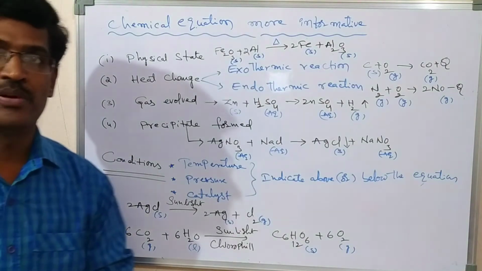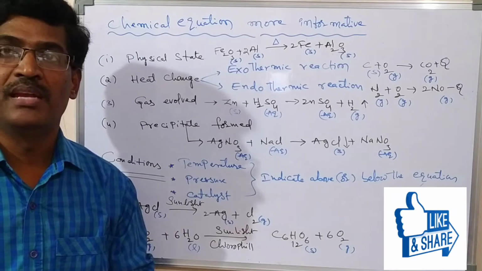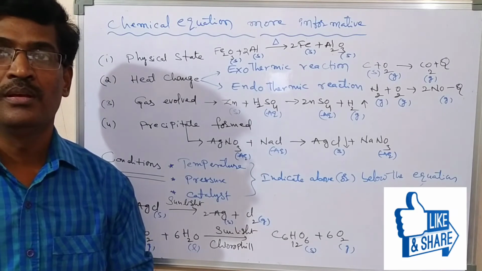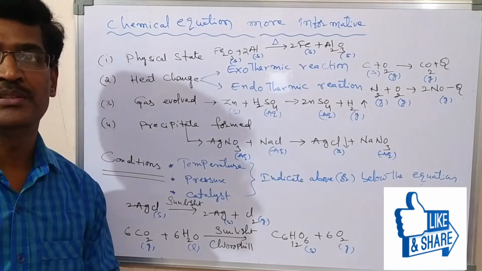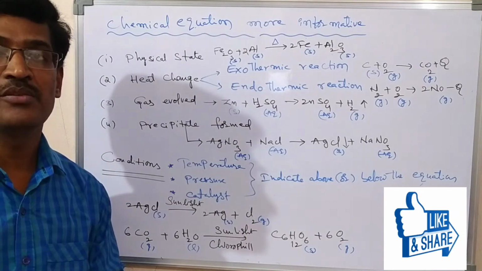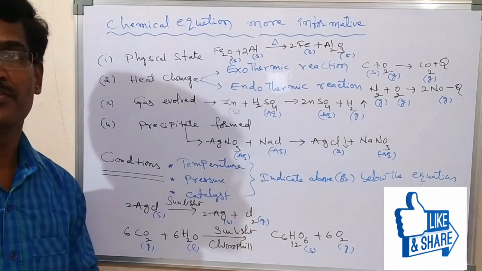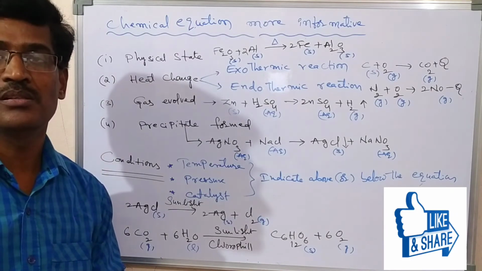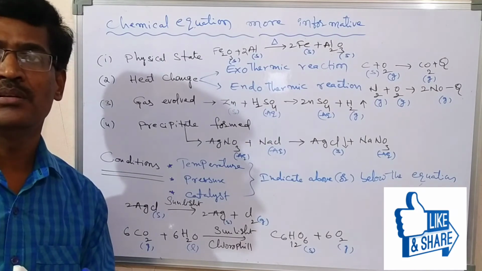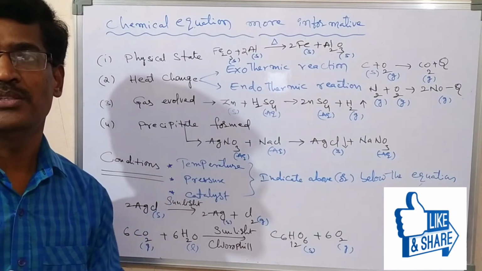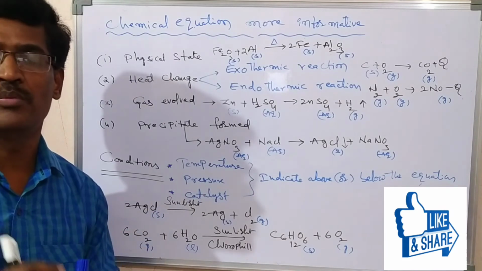Chemical equation more informative. Okay, before, we completed balancing the equation. When we have written the balanced equation, that is not complete. After balancing the equation, we have to consider some other points. What are those other factors? In the chemical reaction, we have to write the physical state, whether it is liquid, solid or gas, that we have to represent.